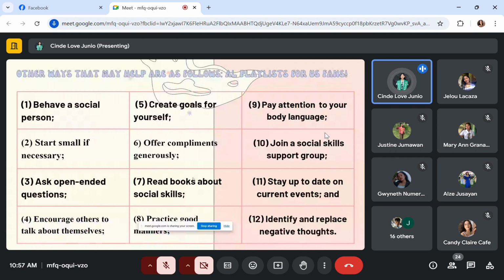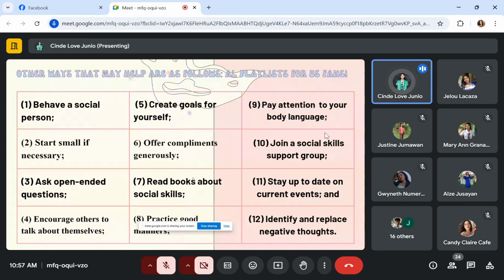Four is encourage others to talk about themselves. So let others share their thoughts and experiences. So, you are going to ask your friends about their hobbies, and you need to listen carefully.